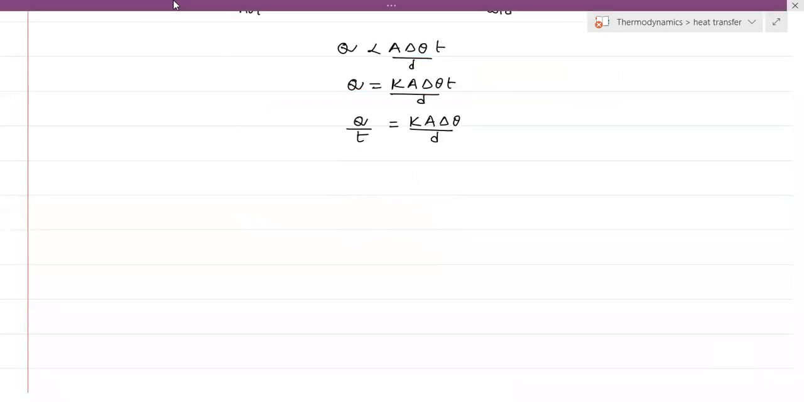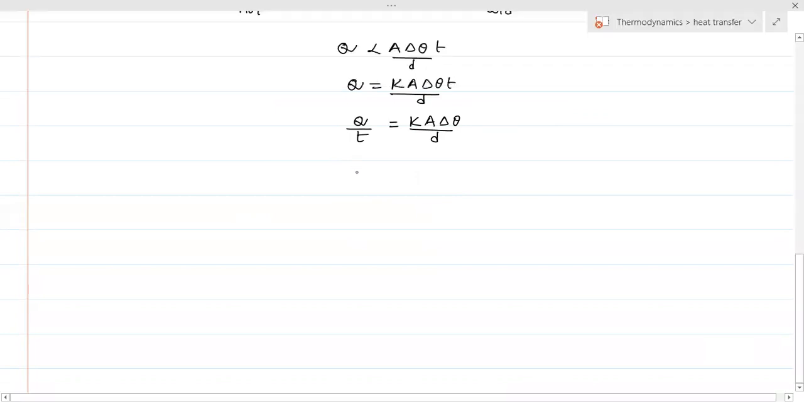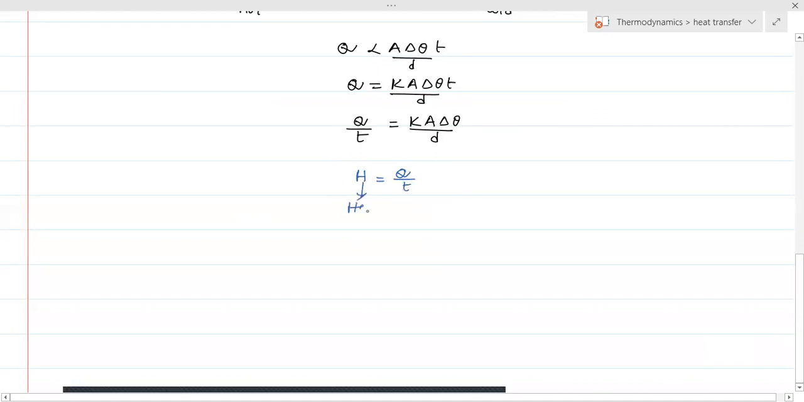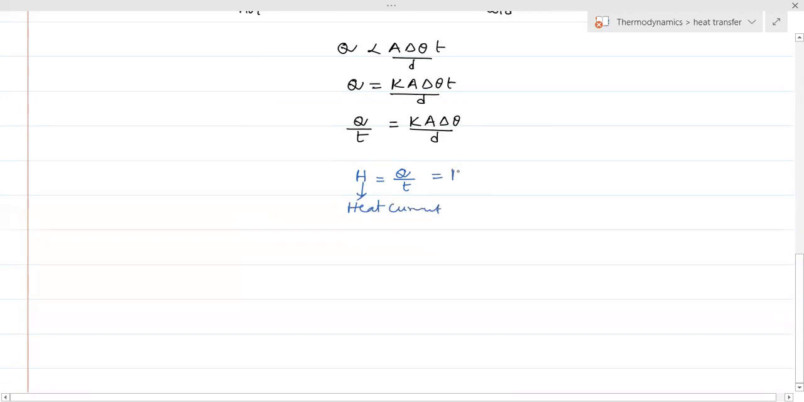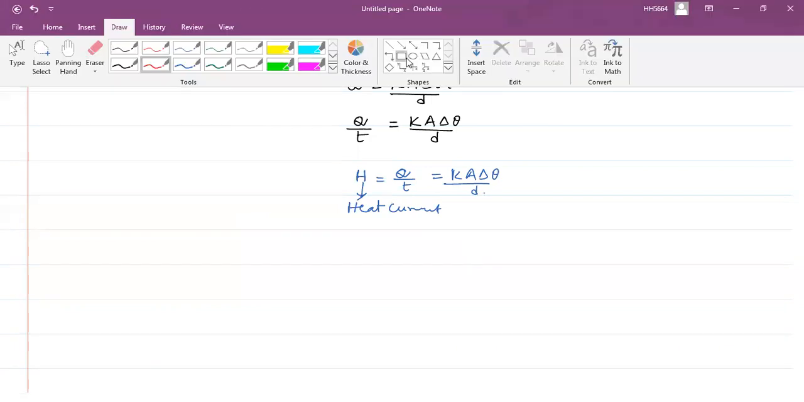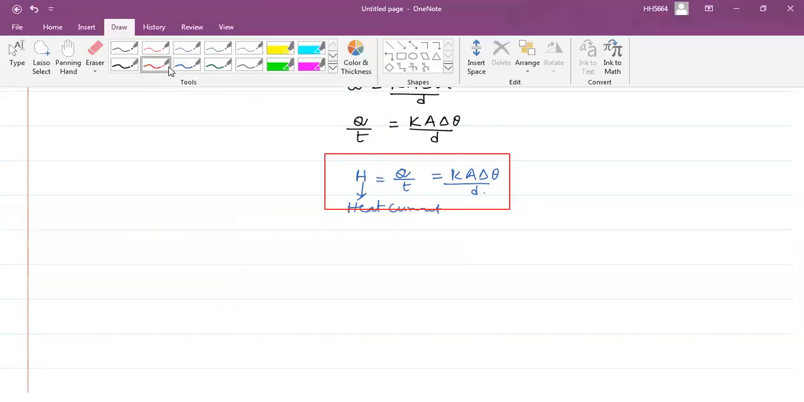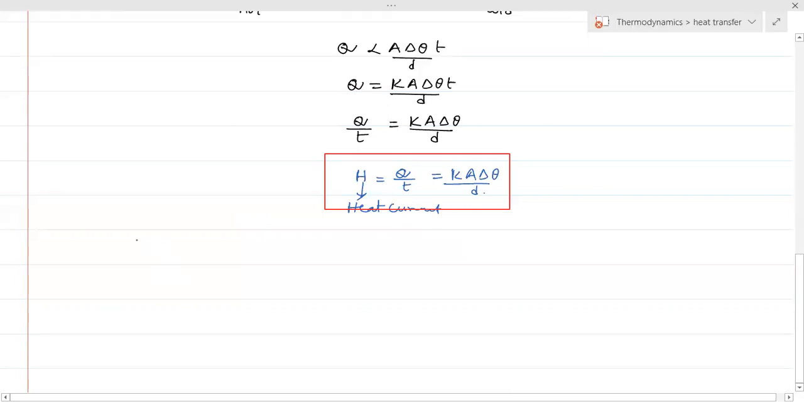So we will call Q by T the heat current. We are calling H equal to Q by T, and H is called the heat current. So that is equal to K A into delta theta by d. This is very important and this is the backbone of the topic conduction, the only formula we are having. This is very, very important. So now we will analyze each and every term.